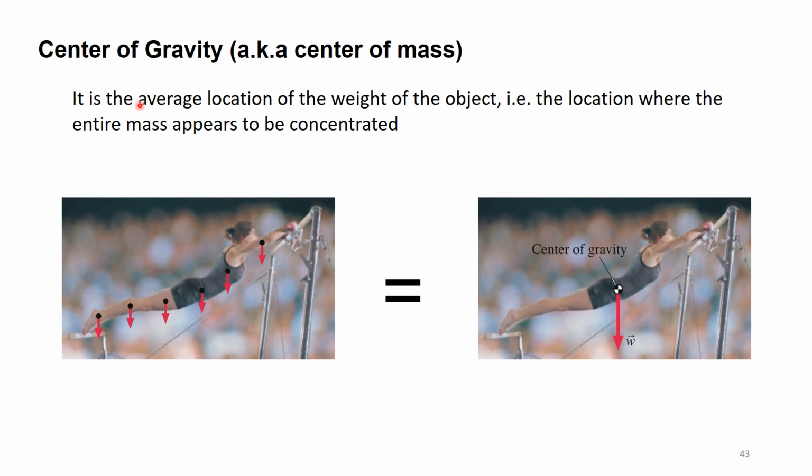It's described up here in the text. It is the average location of the weight of the object. So that's the same as the location where the entire mass appears to be concentrated. Keyword: appears. It's not really concentrated at a single point. It's distributed all throughout, but it appears to be concentrated at the center of gravity.